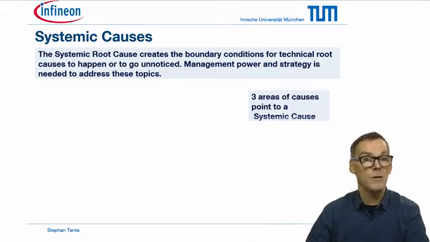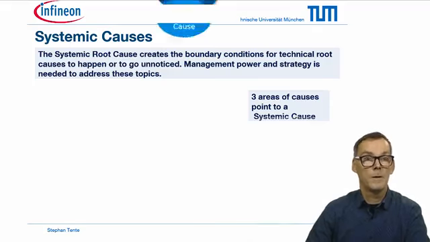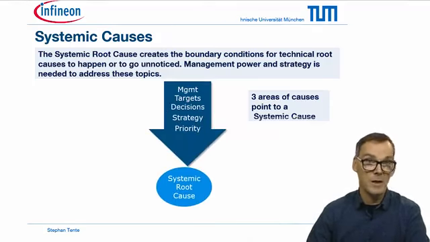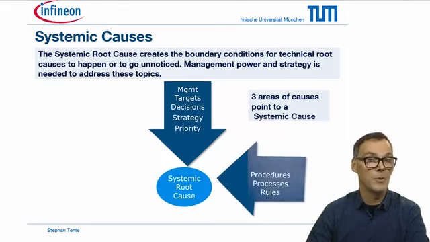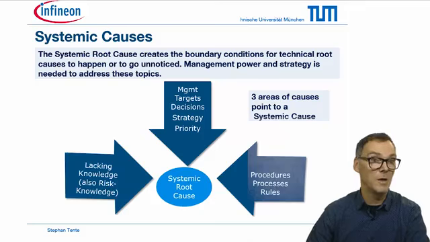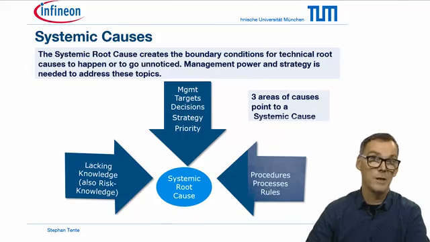Typically, we see 3 areas that point to systemic causes. It would be management target setting, decisions, strategy, or maybe priority. The next big field are processes, procedures, and rules. And another big area is knowledge management, or better, lack of knowledge, and risk management. These are the 3 areas where you see a lot of systemic root causes clustered.